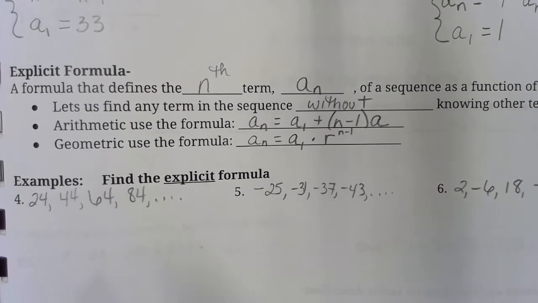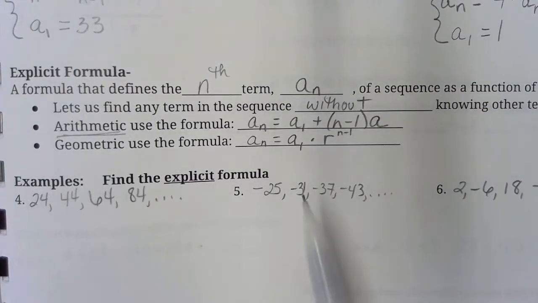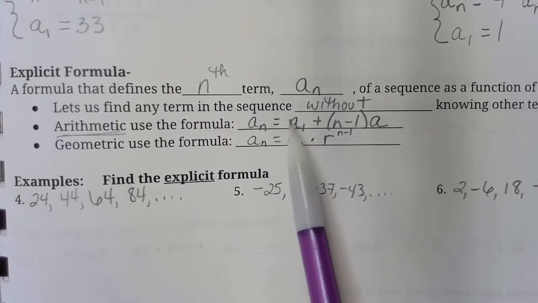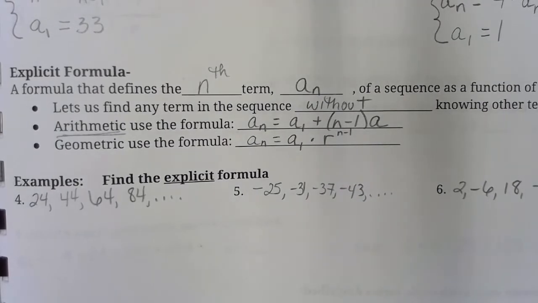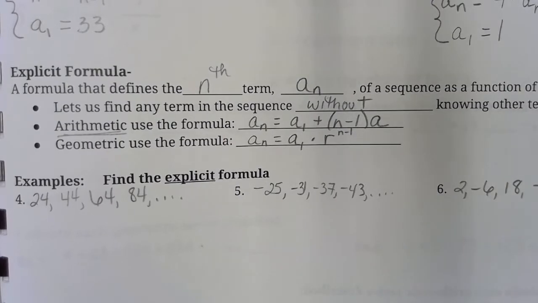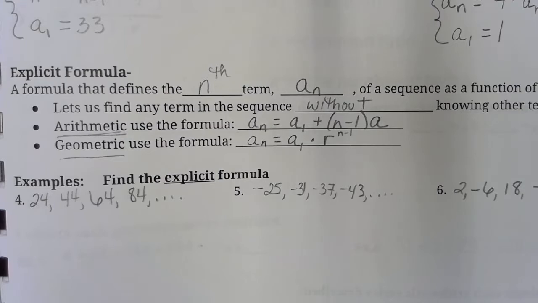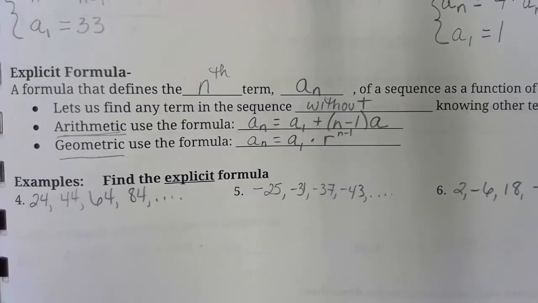But when we're trying to do explicit formulas for an arithmetic sequence, remember when they're adding, a sub n equals a sub 1, so the first term, plus n minus 1 times a. And we're going to do these together, so you'll follow along pretty well. But we're going to have n show up in our explicit formula. And then for geometric, we're going to use a sub n equals a1 times r to the n minus 1 power.